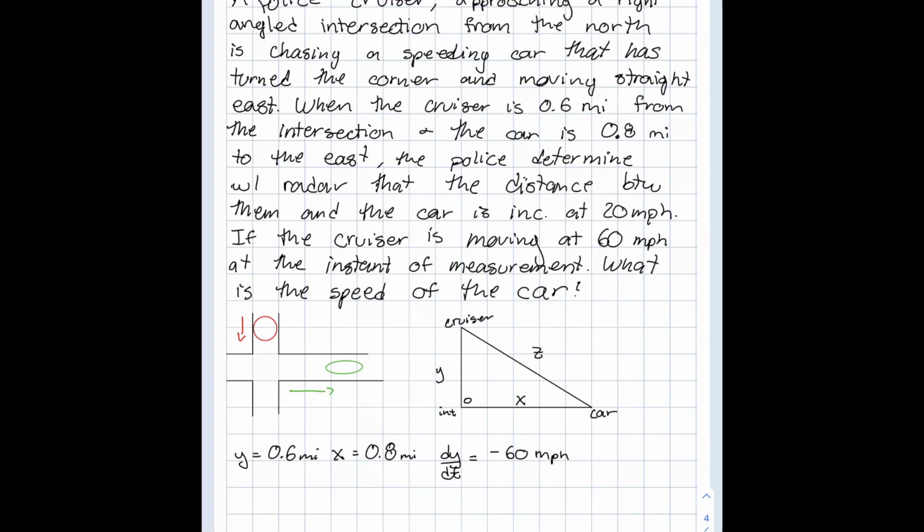Right, so it's getting closer. So even though I'm going 60 miles per hour, the distance is getting smaller. That's why it's in negative miles per hour. If I'm going towards something, the distance is getting smaller, so it's negative. And we also know that dz/dt is 20 miles per hour because it's increasing.